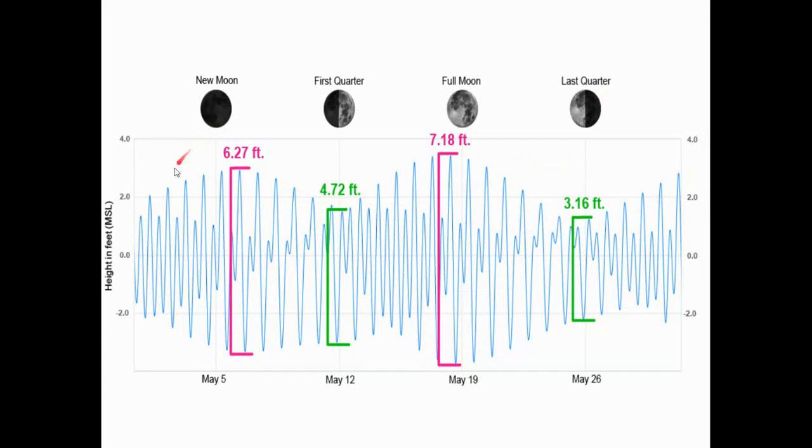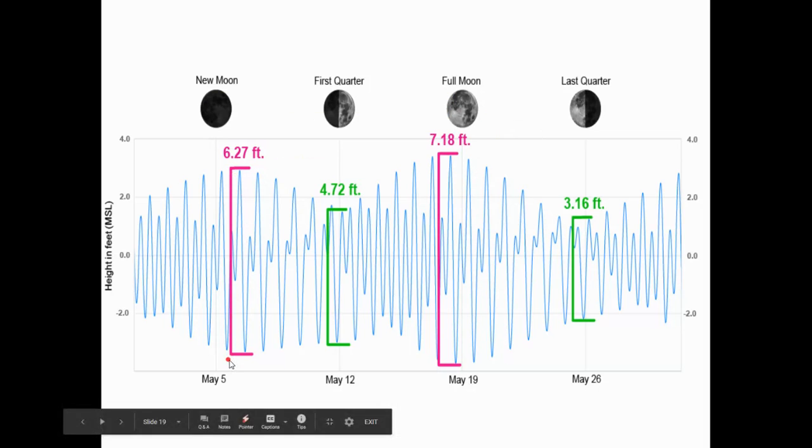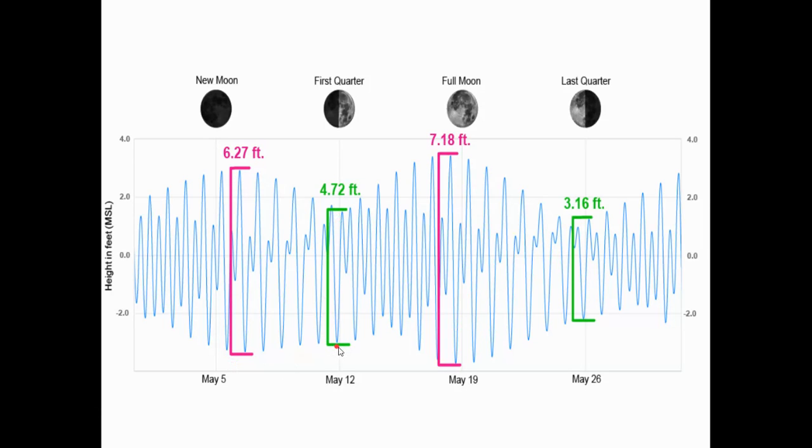And we can kind of see that cycle play out here. New moon, first quarter, full moon, last quarter. Those are our four main moon phases in order. And you can see a big difference on May 5th during that new moon and a smaller difference between high and low tide on that quarter moon that's following it.